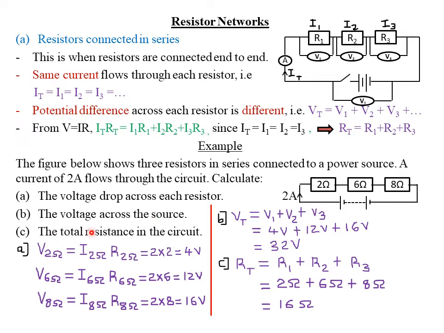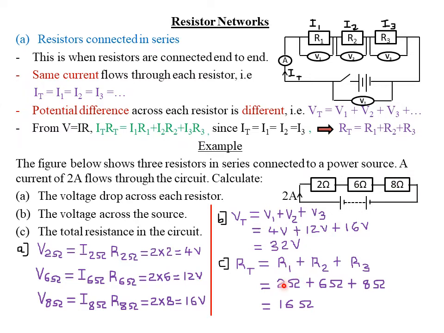Then the last question, they want us to find the total resistance in the circuit. So again, we have derived up here that the total resistance through the circuit for any series connection shall be given by the summation of the resistance through each and every component. So because we have 3 components, that is the 2 ohm resistor, 6 and 8, therefore R total shall be given by R1 plus R2 plus R3, where R1 is the resistance through the first resistor, R2 is the 6 ohm resistor, and R3 is the 8 ohm resistor.